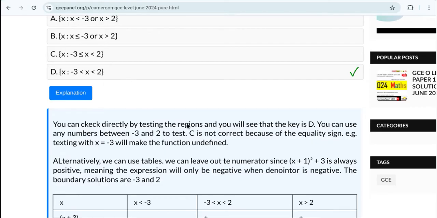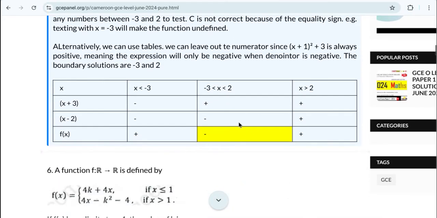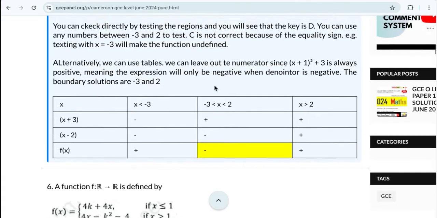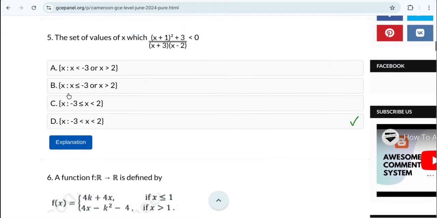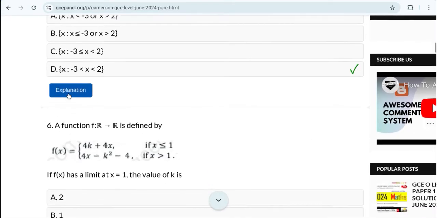You can also use numbers between or outside negative 3 and 2 to test and get the correct region. Alternatively, you can use this table. Using this table, you see that the region is negative 3 less than x less than 2. So that's the correct region for this question. That was question 5. The key is D.